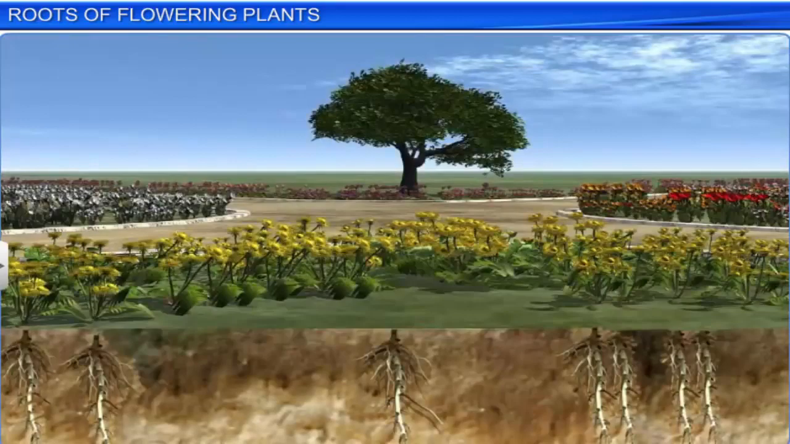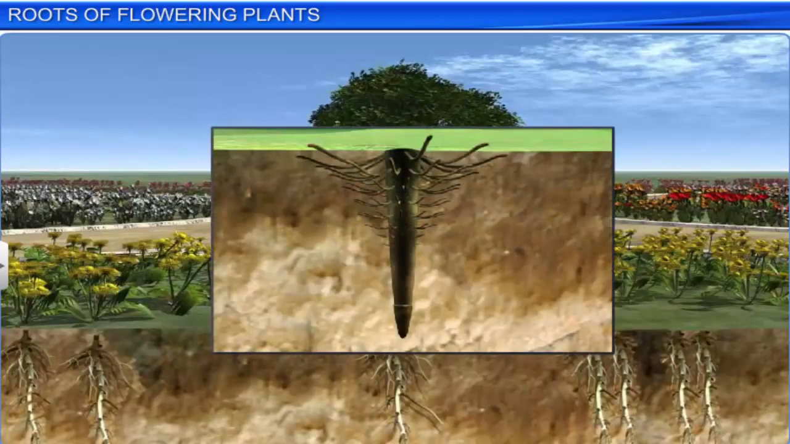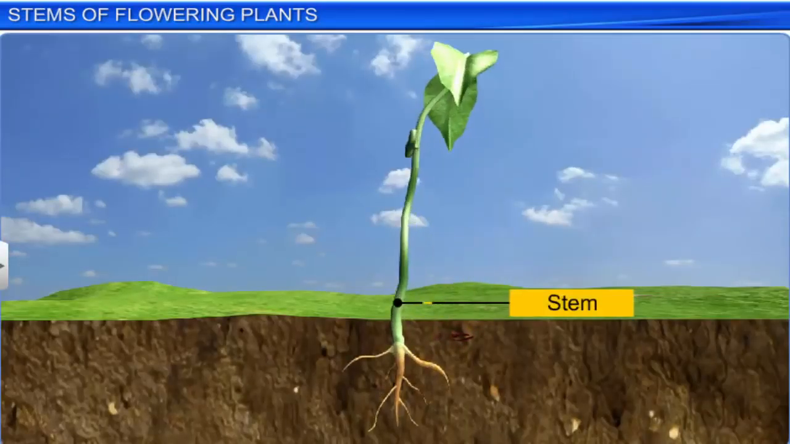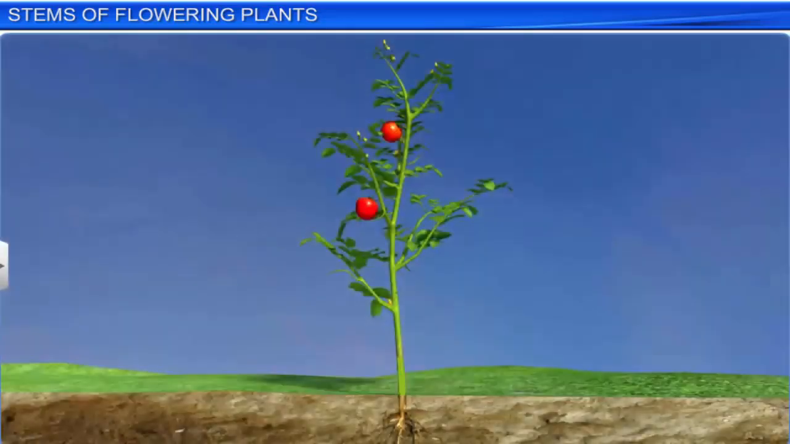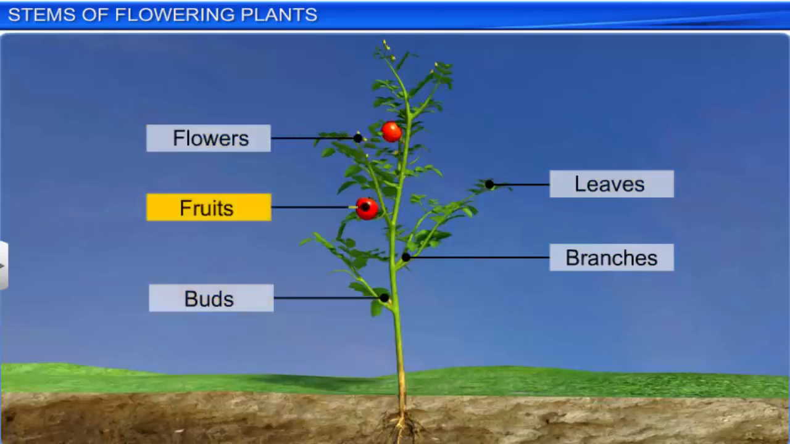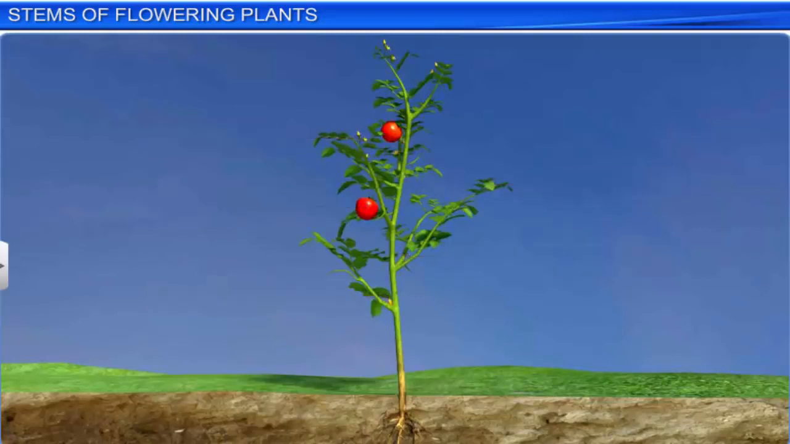Therefore, the root system forms an important part of a flowering plant. A stem is a plant organ that develops from the plumule of a germinating seed. It is the main axis or stalk of a plant. It is usually green in color when young and slowly turns brown. The stem bears branches, leaves, buds, flowers and fruits. The buds growing on the stem can be either axillary or terminal.